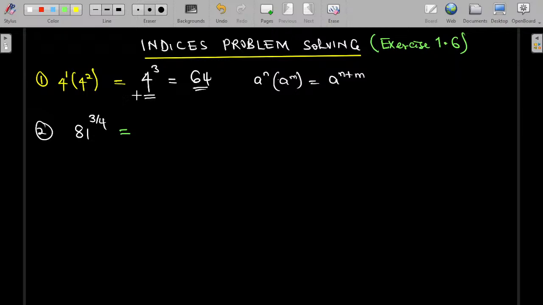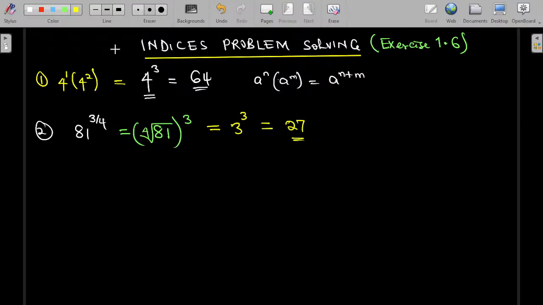So what is this going to be? This is of course a fractional index, where the denominator becomes a root and the numerator remains as a power. So this is going to give us the 4th root of 81, which is 3, then raised to the power of 3, and this is equal to 27.